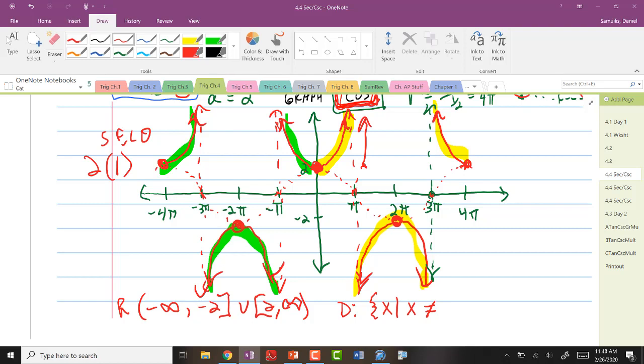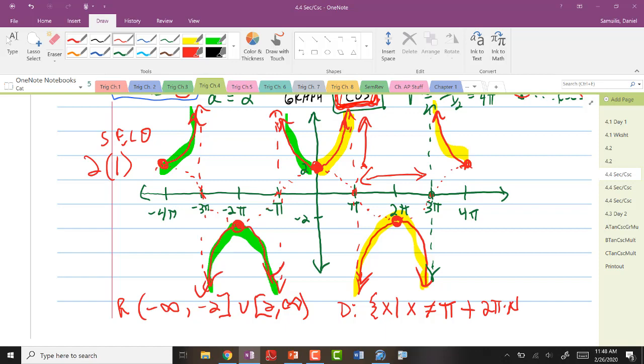What's one of the values it can't equal? What's one of the asymptotes? Pi. Okay, how far are they away from each other? That should be simple in this question. And it is actually half of the period. That's something to remember. Whatever the period is, these are always half the period away from each other.